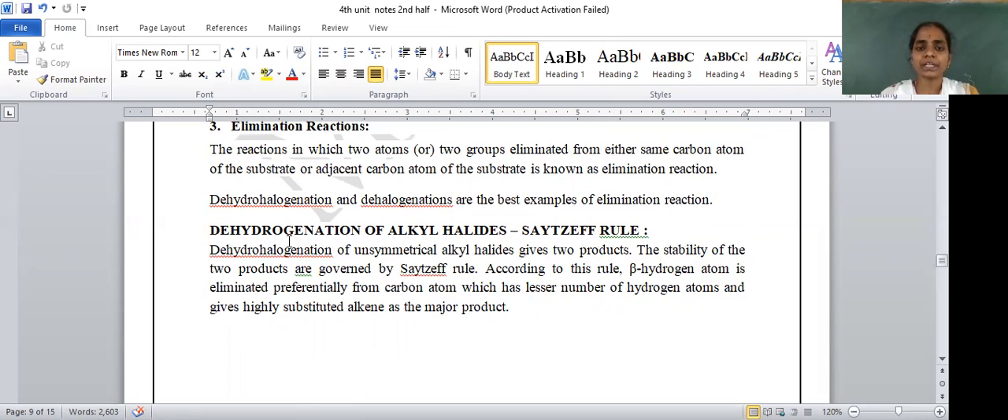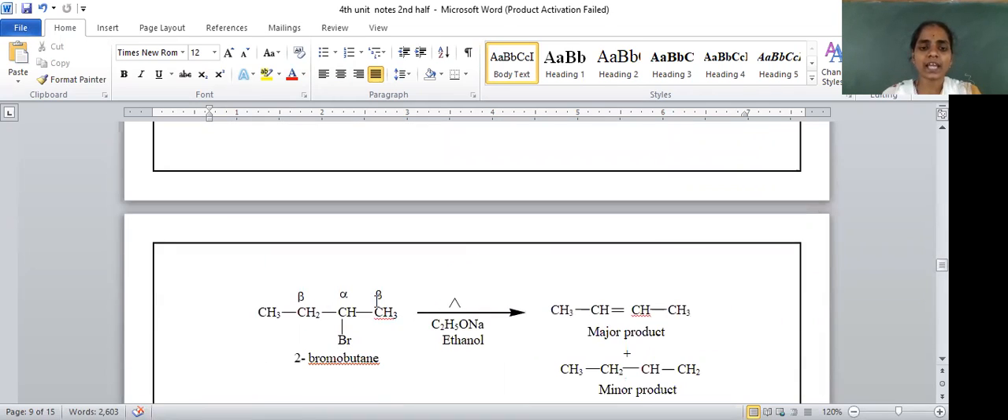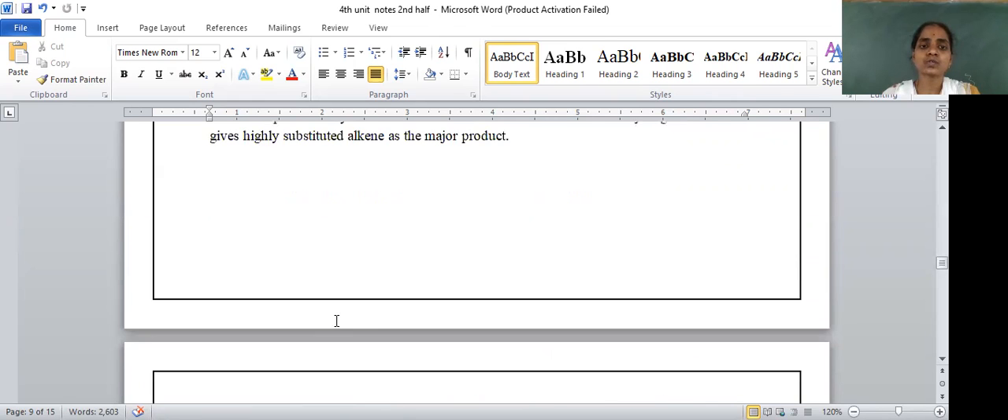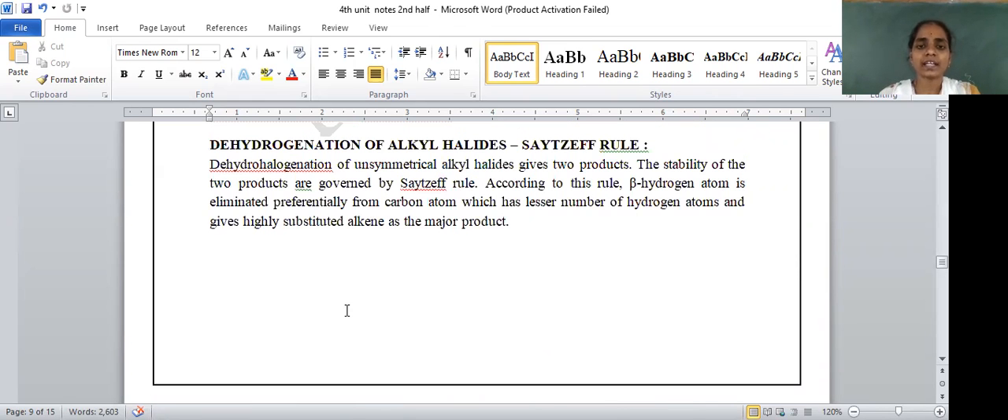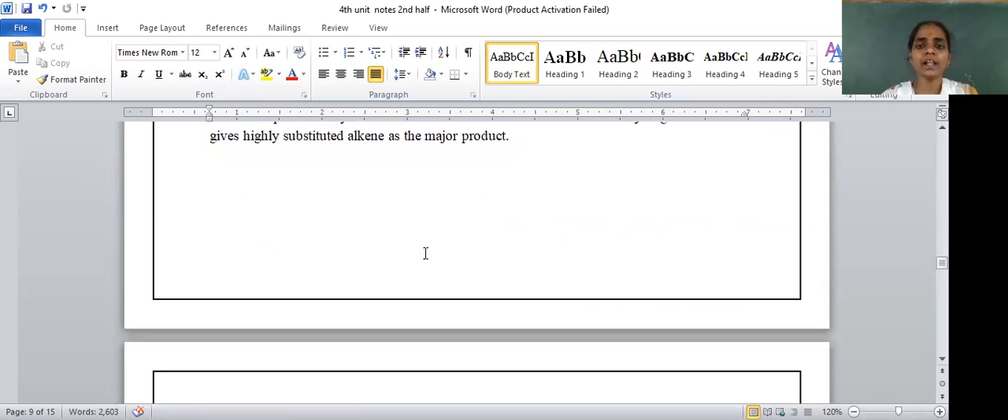For example, dehydrohalogenation of an alkyl halide, which follows the Saytzeff rule. When dehydrohalogenation is done on an unsymmetrical alkyl halide, this is the alkyl halide, and when we cut the molecule it is not into equal halves. So when dehydrohalogenation is done, we can predict the product as major or minor by the Saytzeff rule. What the Saytzeff rule says, we will see in the example.